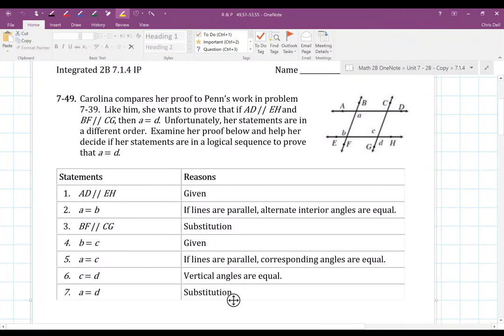We are looking at a problem that is a proof, but we're going to just rearrange the proof so that it's in logical order. So this one is coming from CPM's Math 2, so Integrated Math 2, section 7.1.4, specifically number 7-49. So we'll read it, we'll go from there.